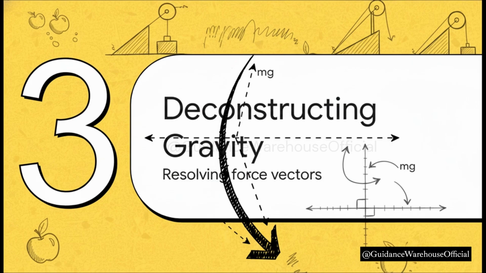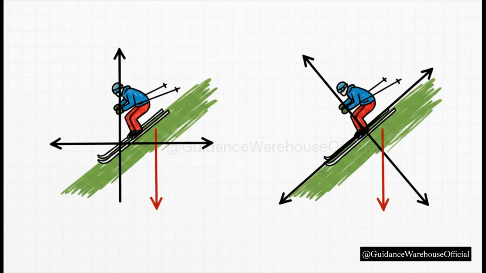So how do we deal with this? We can't just subtract the forces anymore because they're not lined up. We need a better strategy, a smarter way to look at the problem, and the trick is to deconstruct gravity itself. We need to break it into pieces that are actually useful to us. And here is the absolute game changer for solving these kinds of problems.